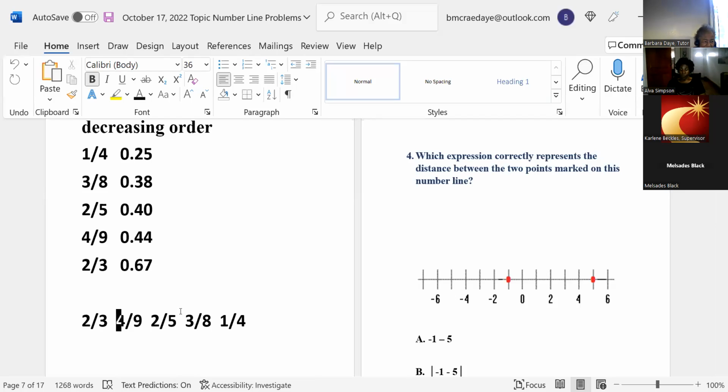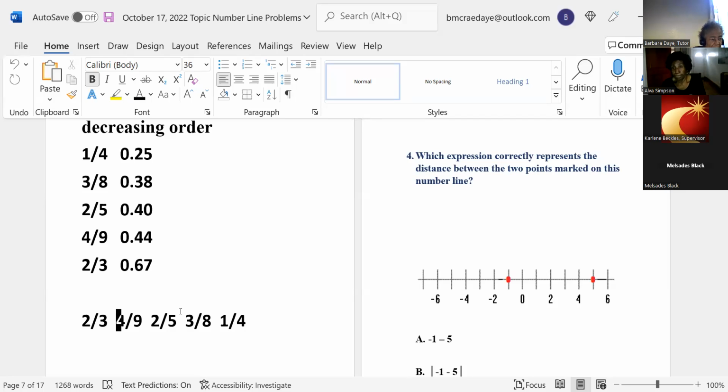Miss, the answer for 4/9. 4 divided by 9, that's 0.44. 4 divided by 9 is 0.4444 going on infinitely. So you just round it off to hundredths, 0.44.